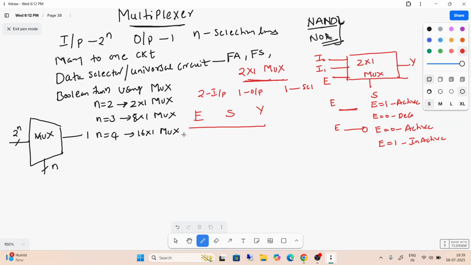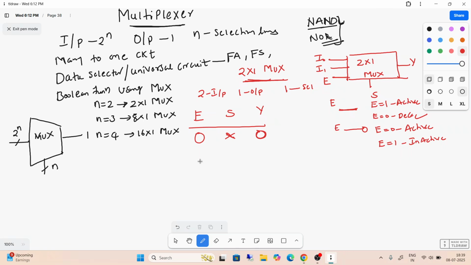So now see, when enable equal to 0, whatever may be the selection line, what is the output? Output equal to 0. So that means when enable equal to 0, this mux will be in inactive state.